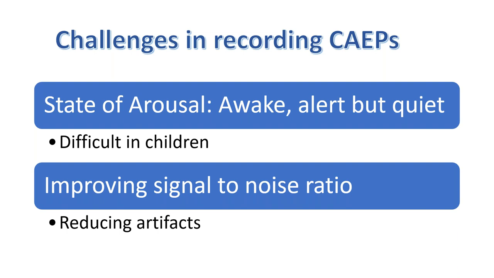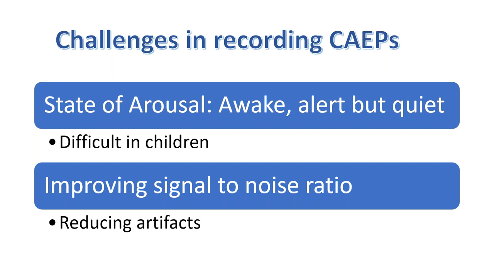So the preferred ideal state would be that the person should be awake, alert, but quiet. This is the major challenge, especially when we're talking of children. Even in adults, staying awake and alert and not feeling drowsy becomes difficult. And for a child, it really becomes difficult to have a child who is alert but quiet.